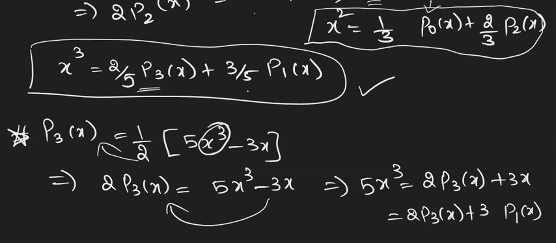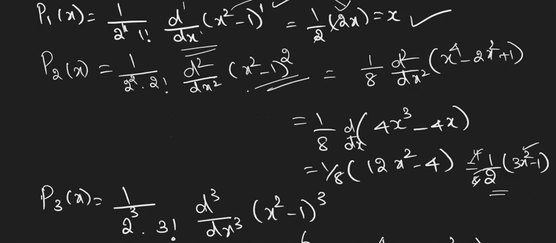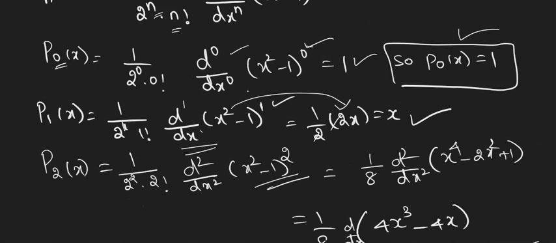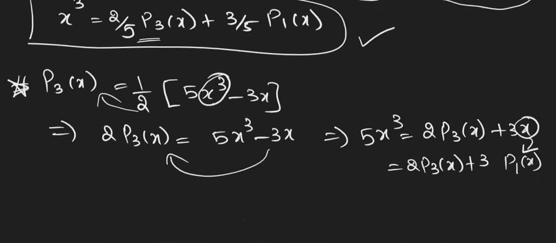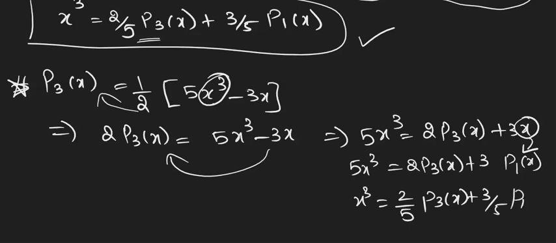So 1 by 3 into 1. In the place of 1 I have replaced P0 of x. Now what we have derived? x. Remember, P0 of x is 1 and P1 of x is x. So in the place of x I am going to substitute P1 of x. So 5x cube is this. Therefore x cube is equal to 2 by 5 into P3 of x plus 3 by 5 into P1 of x. So we have written what is x square and x cube.